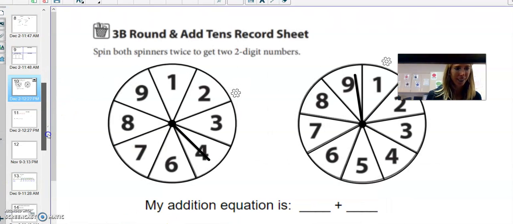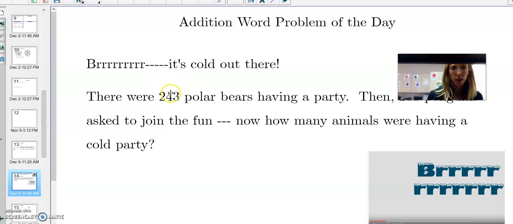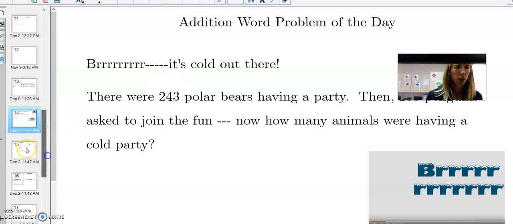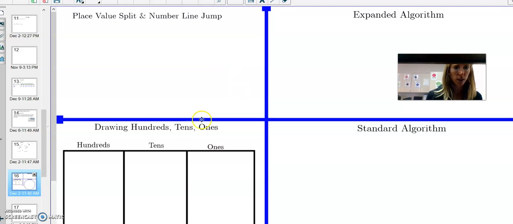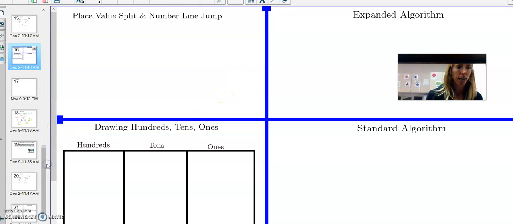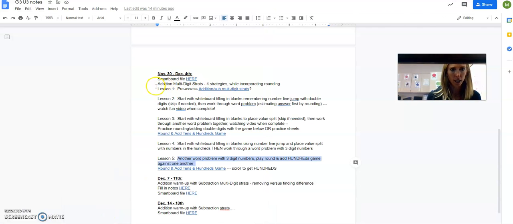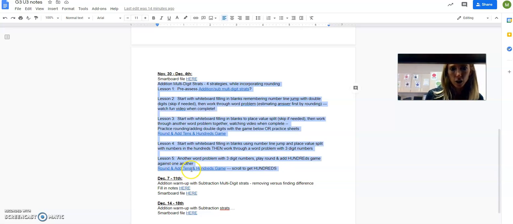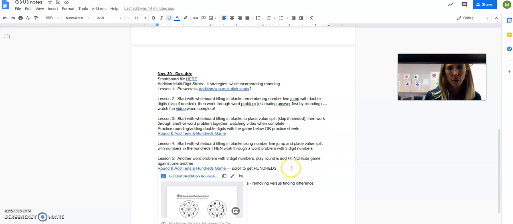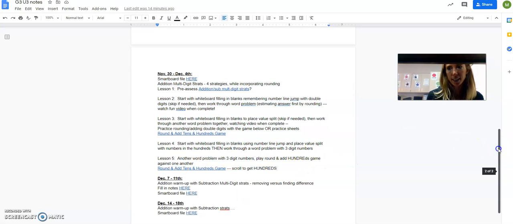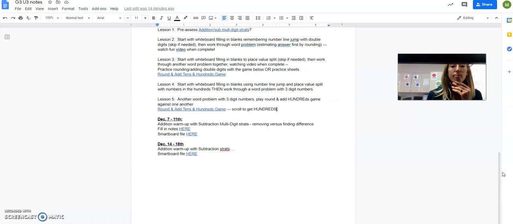So instead of working with tens, now our word problem is using 3-digit numbers. But we're going to do the same thing. We're going to estimate to round, and then we're going to solve it 4 different ways, okay? To really get a lot of practice. So that's in 1 week there. Addition 4 different ways, all right? Making use of the round and add tens and hundreds game if you want to. Otherwise, come up with your own practice sheets. I didn't really like most of them in the binders.